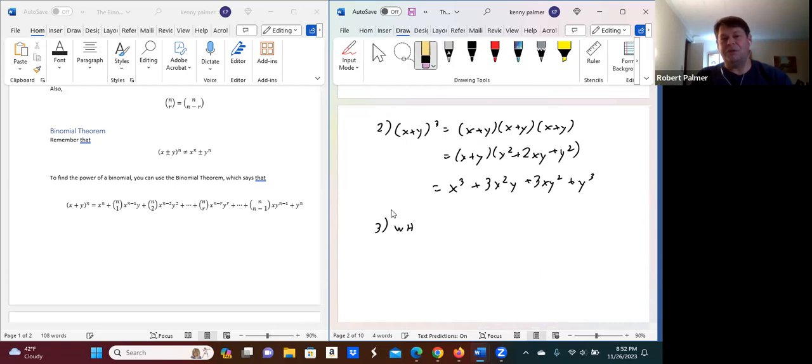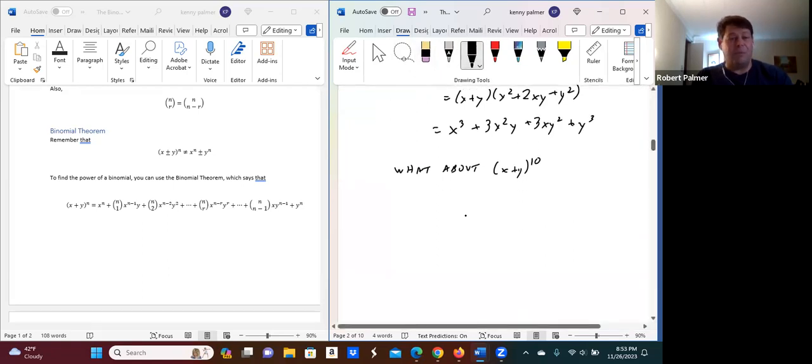I'm not even going to call it a 3. Just say, what about x plus y to the 10th? At the 10th, that's going to get really tedious. It'll take a long time. So, as I said before, someone discovered a way of doing this called the binomial theorem.